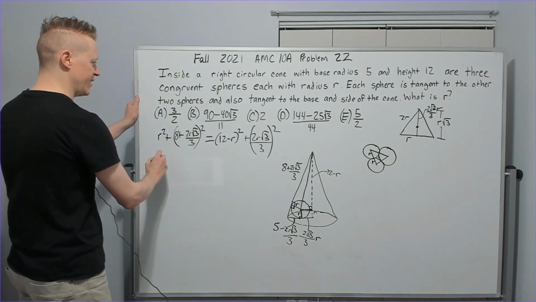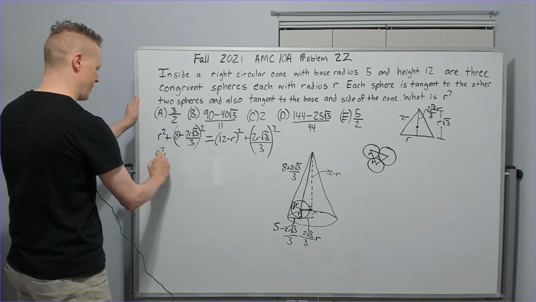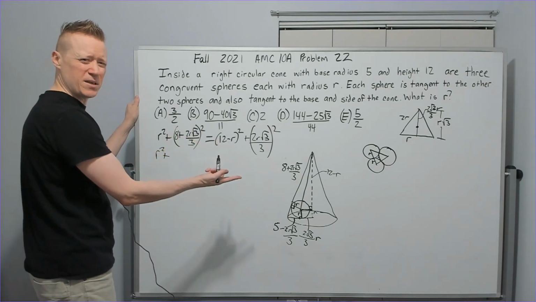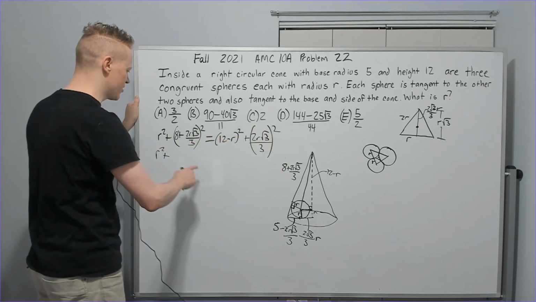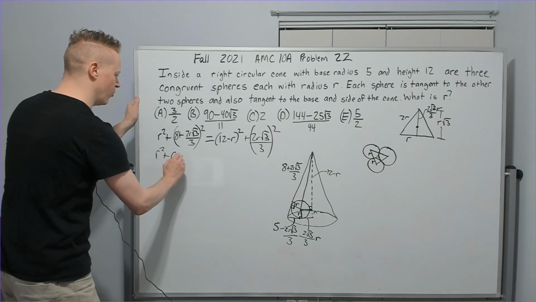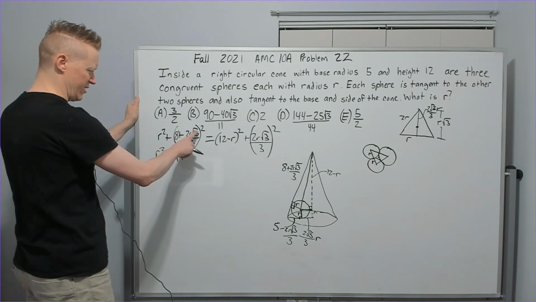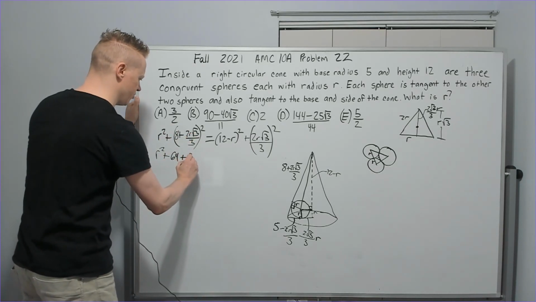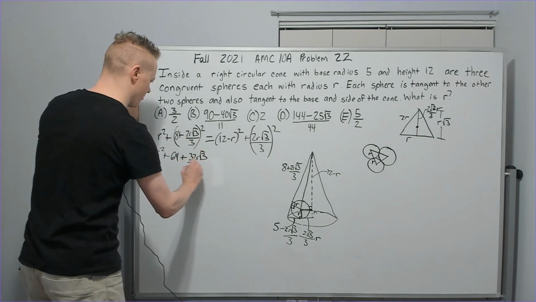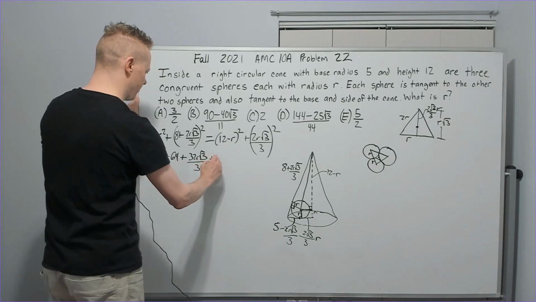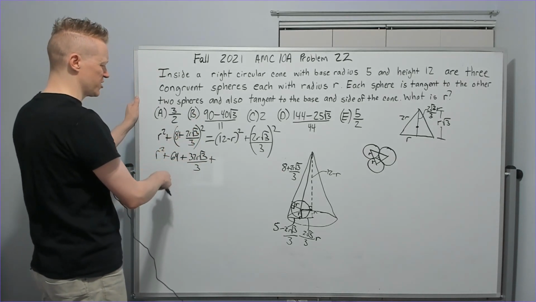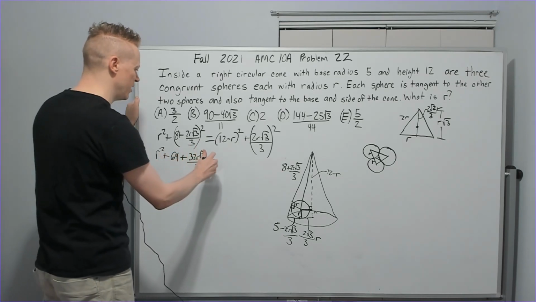All right, so you're going to get r squared here. I'm going to expand this using a plus b squared, a squared plus 2ab plus b squared. So you're going to get 64. I like to multiply this with this and then double it. So 16r doubles to 32. So you have 32r root 3 over 3. And then plus, you should know 2 root 3 squared is 12. 12 over 9 is 4r squared over 3.